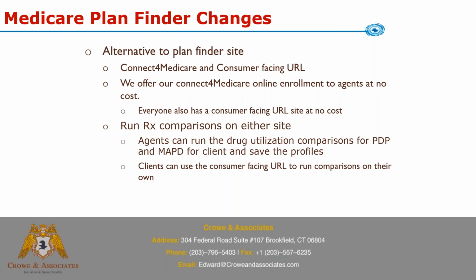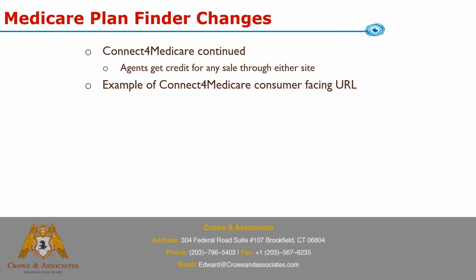Agents can run drug utilization comparisons for PDP and MAPD for clients and save the profiles. That's on Connect for Medicare. Or if a client is a real DIY or do-it-yourself person, they can do so on the consumer-facing URL. Either way, whether you enroll people through Connect for Medicare, which obviously requires no face-to-face, no signatures, it's all electronic, or if your consumer just goes on your consumer-facing URL and is doing all their own research, plan comparisons, either way, you're going to get credit when any sale goes through either site. Full credit as the broker. It's like you did the app with them.